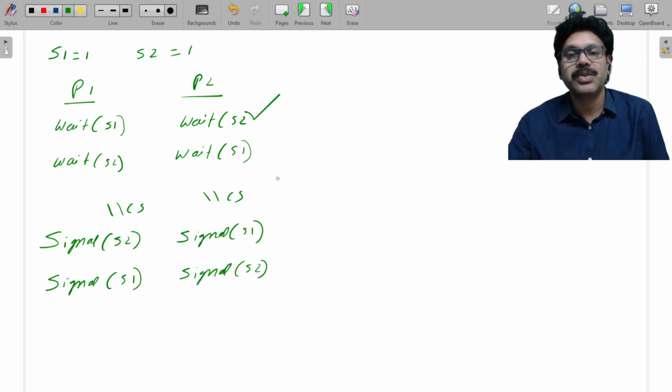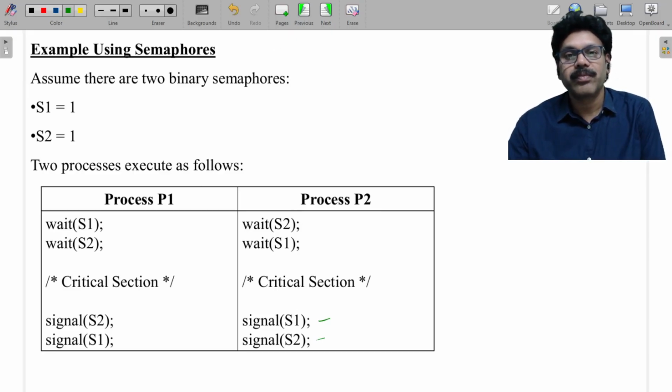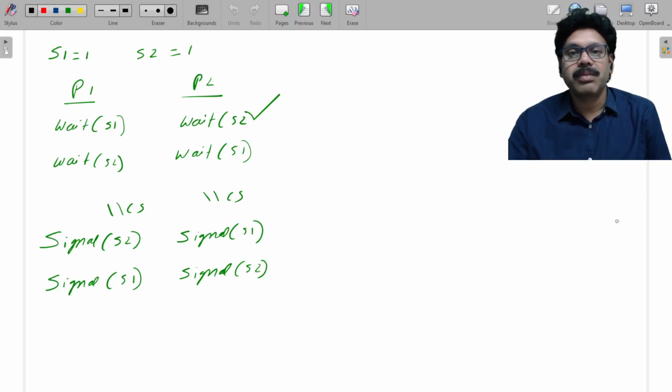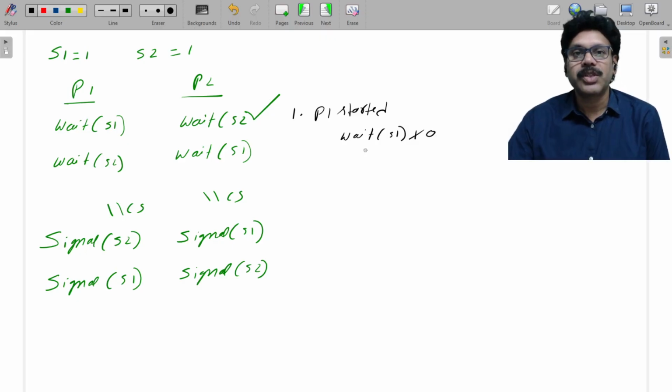What will happen if I run this code? This is what is presented here. Now let me write step by step. Please observe keenly. Step number 1, P1 started. You may also start P2, I don't mind. P1 started and saying wait of S1, then 1 becomes 0. So S1 is now available to P1.